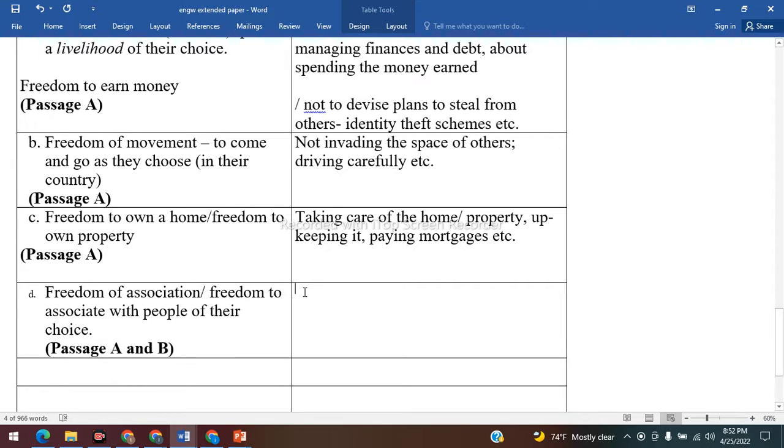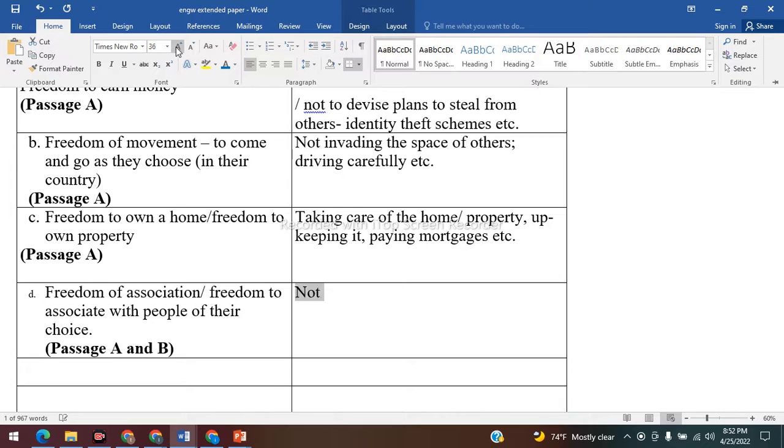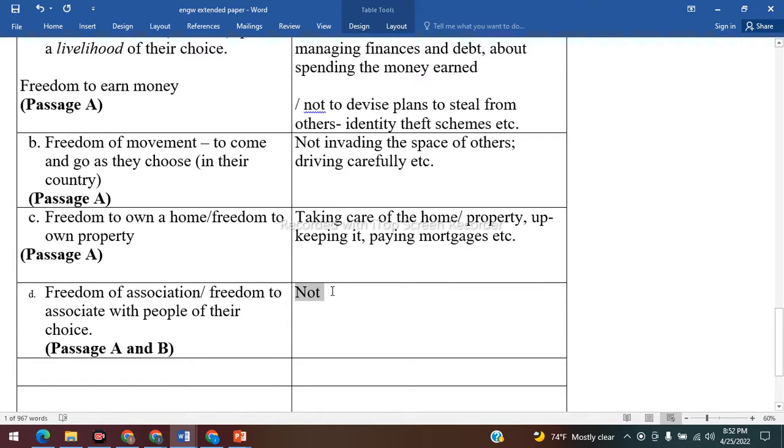And so this one, the responsibility that comes with that will be what? Someone help me. It'll be what? Be careful who you associate with. So not endanger themselves and others.